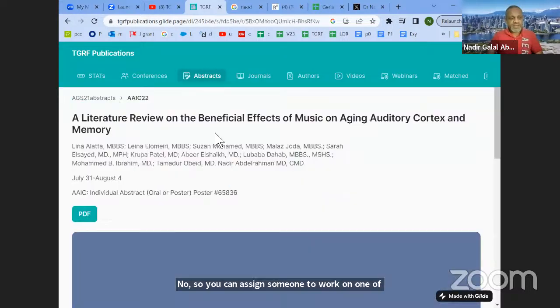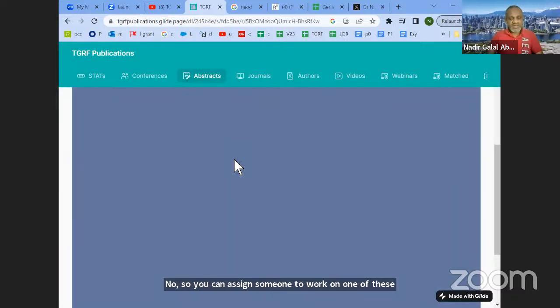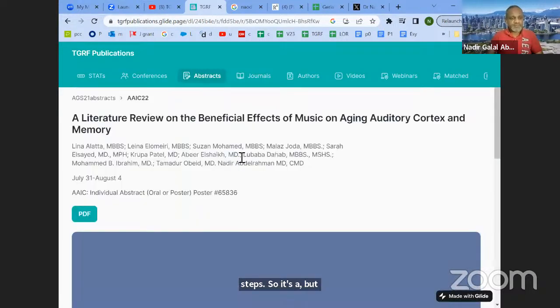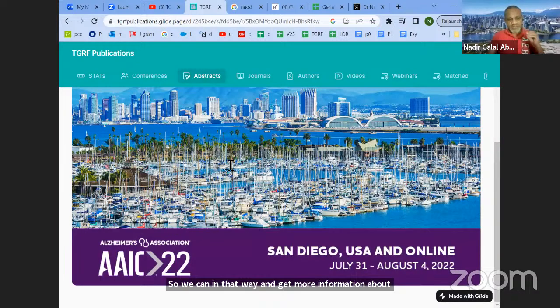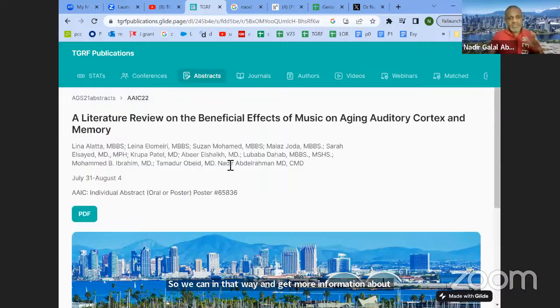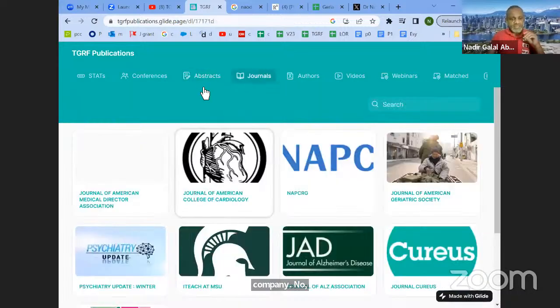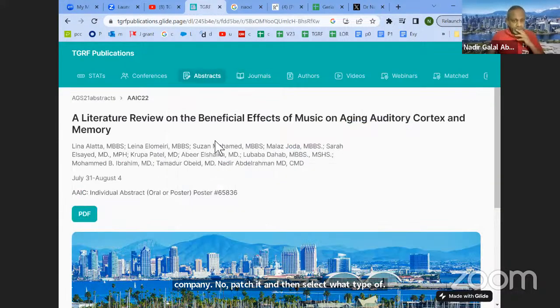Let's say, for example, this. It's a literature review, but it was presented as an abstract in one of the conferences. So we can elaborate and get more information about this abstract and the data that the team has collected, so we can build on top of it. We can generate a manuscript out of this and then submit it. We can change the title to something more recent or catchy, and then select what type of journal can accept similar topics.